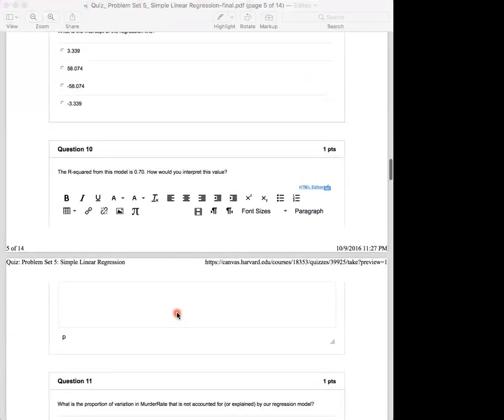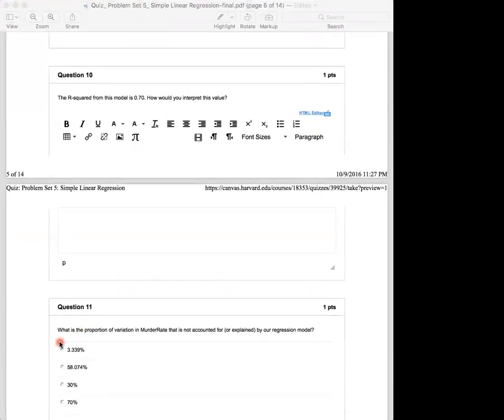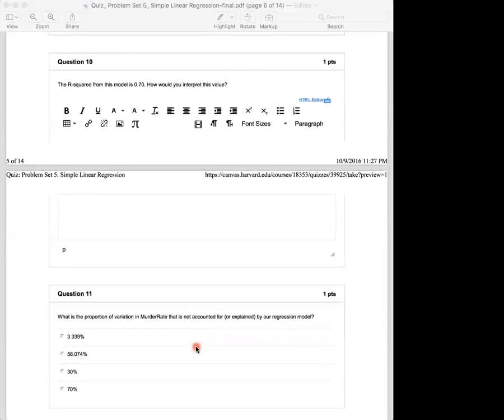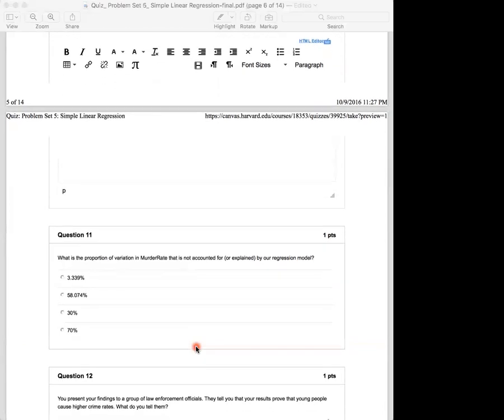For the next question, we ask, what is the proportion of variation that is not accounted for or explained by our regression model? As I hinted at on Monday, it's going to be 1 minus 0.70 for question 11. Not only do we mention that in the modules, but I also somewhat describe it in the output. And the point here is that the proportion that is not accounted for is about 30% of the variation.